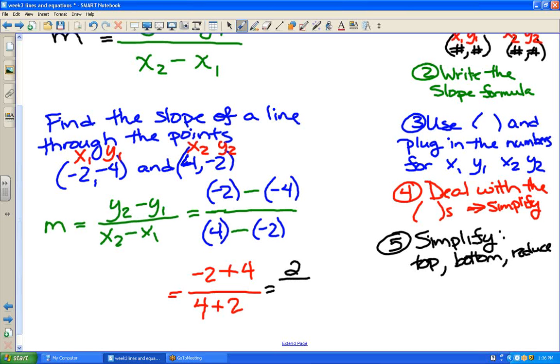And then on the bottom, I have a 4 plus 2, which I know is 6. Because I have to reduce, again, divide the top and bottom by 2. And I like to write this because fractions can disappear. So 2 divided by 2 is a 1. And then 6 divided by 2 is a 3. So I still have the bigger number on the bottom, because if I just left it as a 3, I no longer have the bottom. So that is your slope.